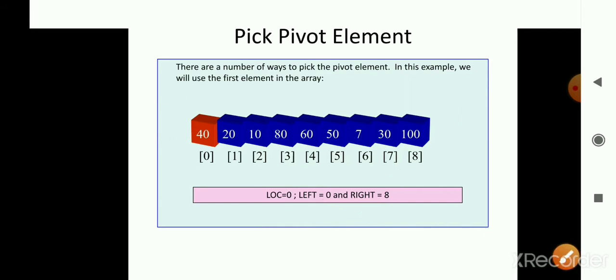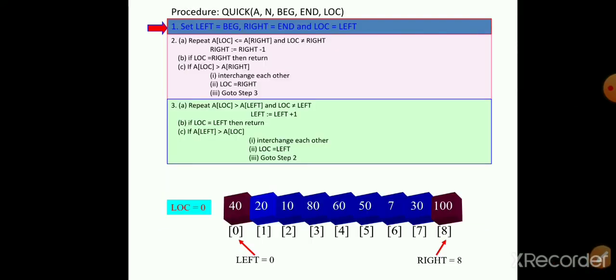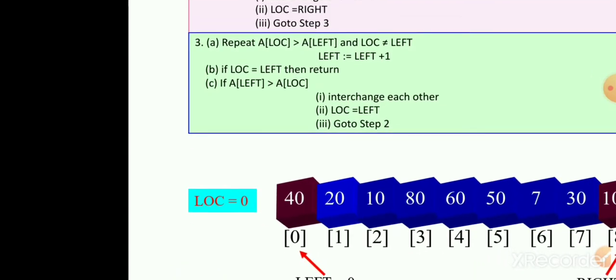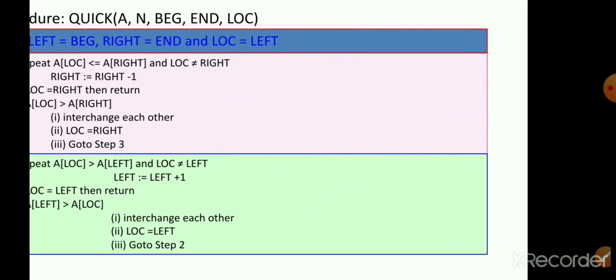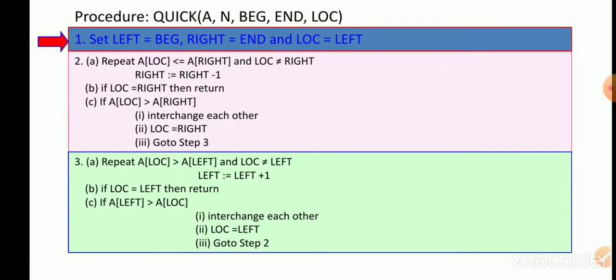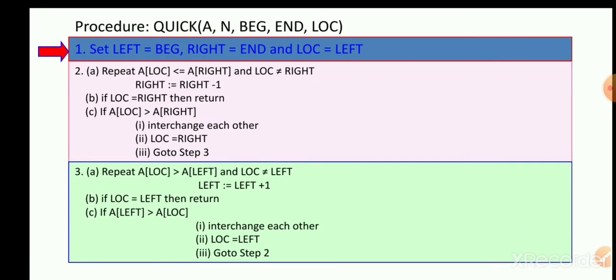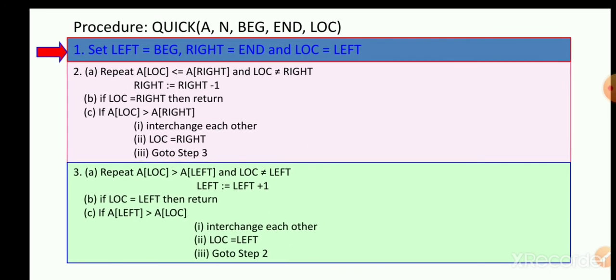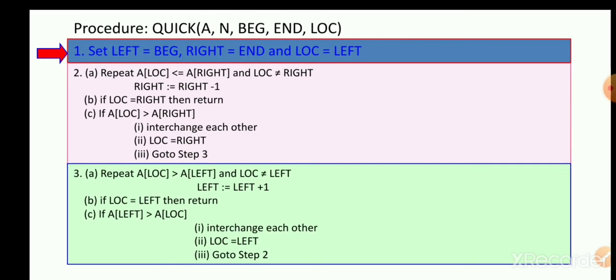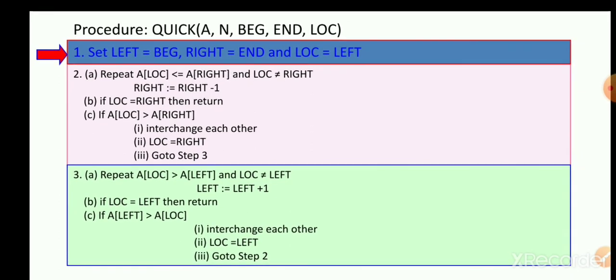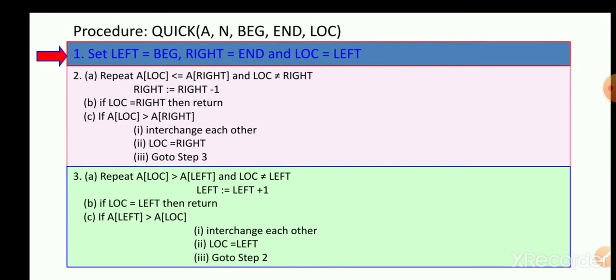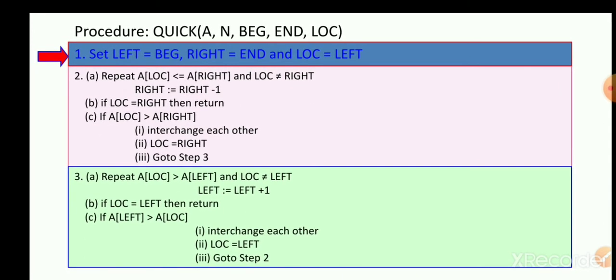Now let's start with the actual procedure. In the first line you have the procedure, in which we have quick. Quick is nothing but the name of your algorithm. Then here we have A, which is your array. Second is N, the size of your array. Then beginning, which is the start of your array, and end, which is the end of the array.